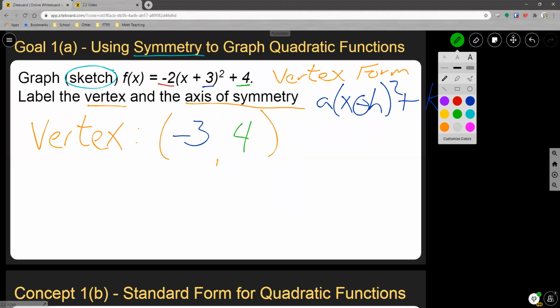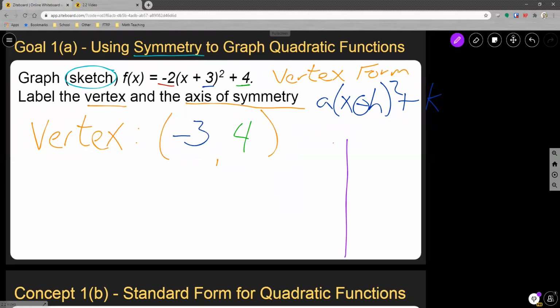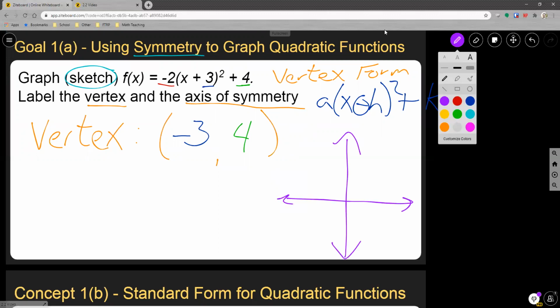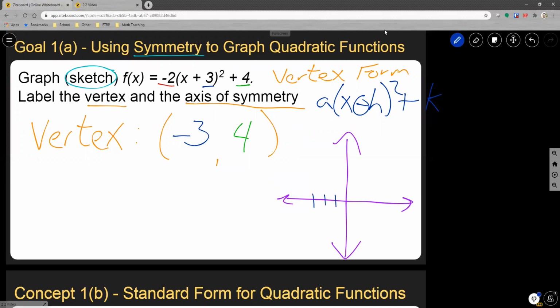Well, when it comes to graphing, I can put this together very quickly then. Here are my xy axes. I know that my vertex is 1, 2, 3 to the left, and 1, 2, 3, 4 up. So it's going to be a point right about there.